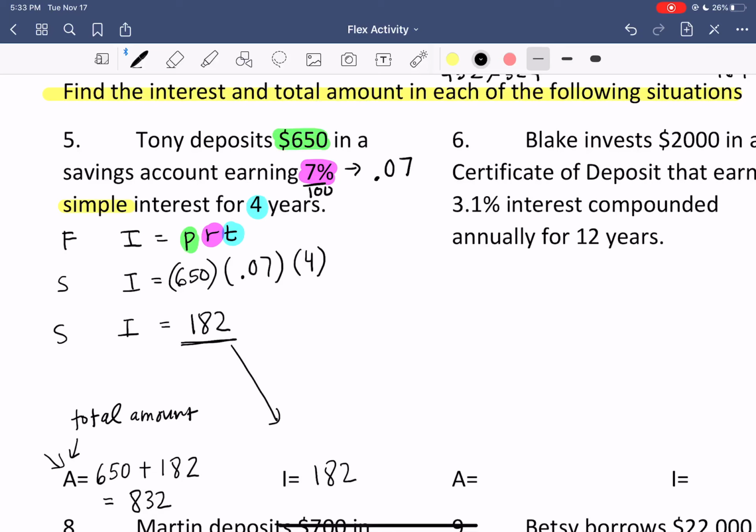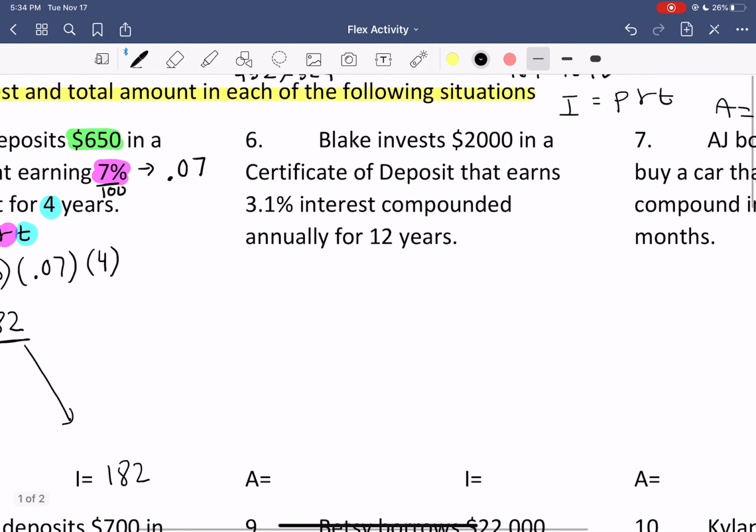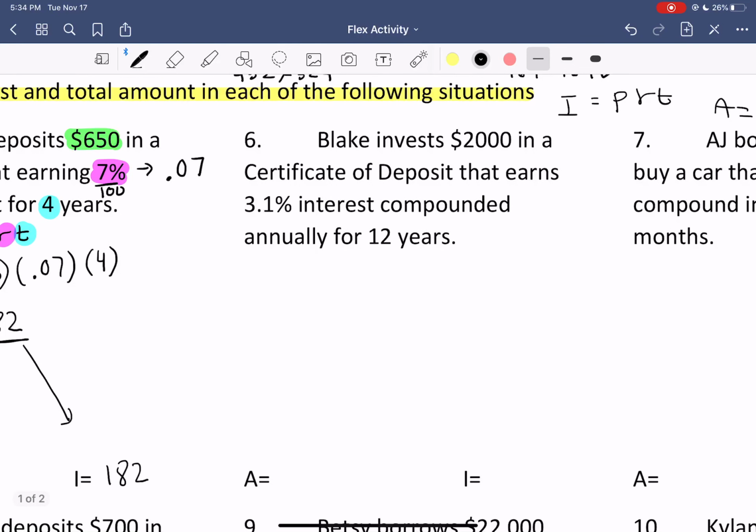All right, we're going to number 6. So Blake invests $2,000 in a certificate of deposit that earns 3.1% interest compounded annually for 12 years. So the biggest thing we're trying to figure out is what type of interest. So we're looking at compounded annually, which tells us that we're going to be using the compound interest formula, which is as follows.